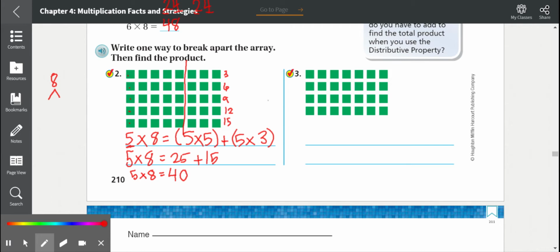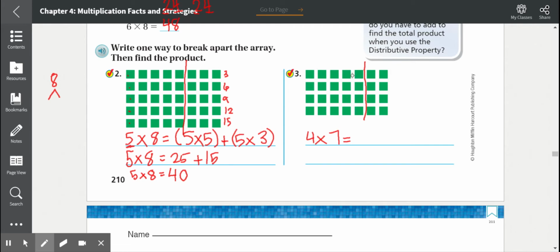Okay, let's move on. So first thing we're going to do is find what this array is telling us. So it's 1, 2, 3, 4 times 1, 2, 3, 4, 5, 6, 7. Okay, so we need to decide, are we going to break apart this 4 or are we going to break apart this 7? Let's break apart this 7. So we need to draw a line somewhere. We can make it into a 5 and a 2. Why don't we do that? 1, 2, 3, 4, 5, and then we have a 2.